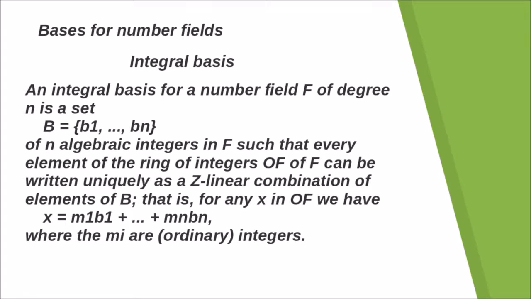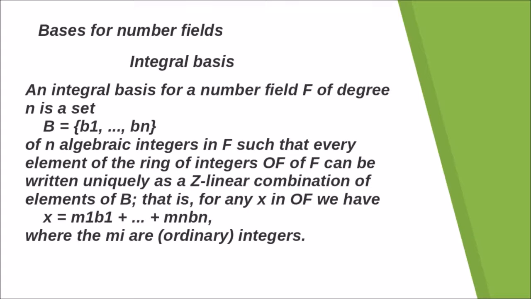Okay, now bases for number fields. First is the integral basis. An integral basis for a number field F of degree n is a set B equal to b1 to bn of n algebraic integers in F such that every element of the ring of integers of F can be written uniquely as a Z-linear combination of elements of B.